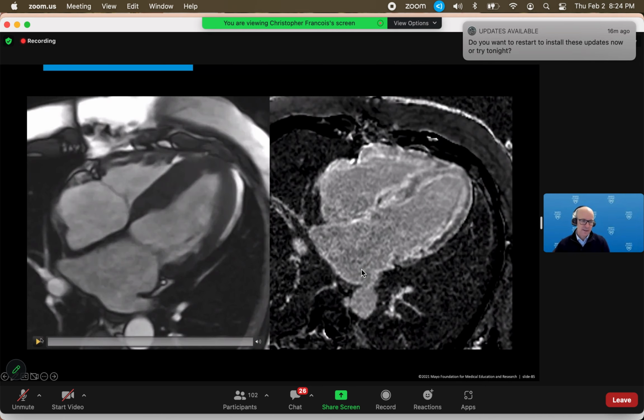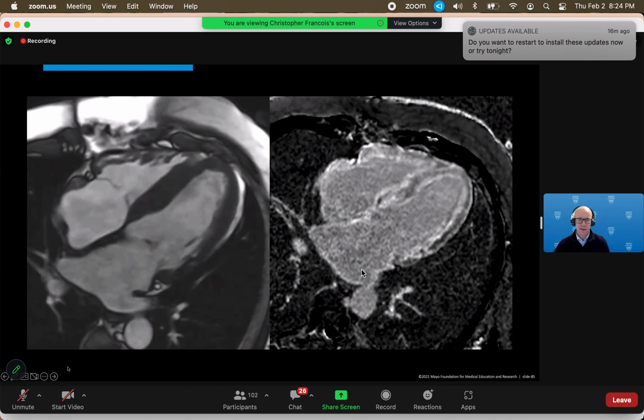This next case is a patient with heart failure. On the cine images, the left ventricle is hypertrophied. There is concentric left ventricular hypertrophy. These late gadolinium enhancement images, they do not look pretty. And that's really your first clue in making the diagnosis in patients with cardiac amyloidosis.